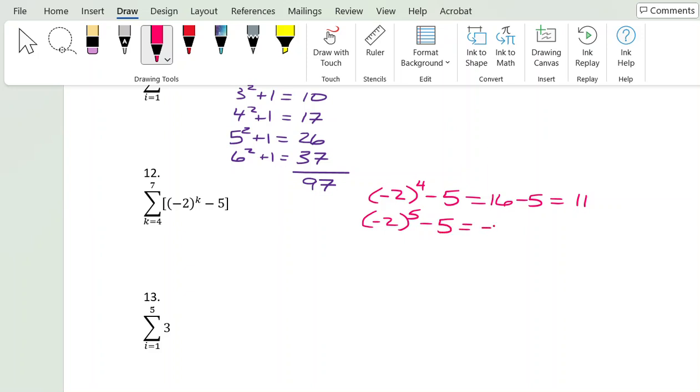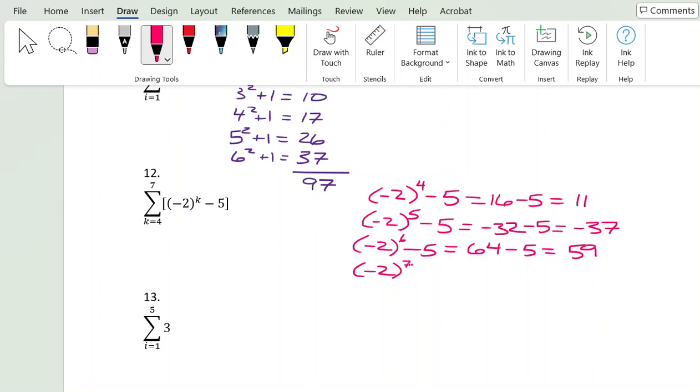So negative 2 to the 5th. Use a calculator if you need to for these. That's negative 32, and negative 32 minus 5 is negative 37. We have negative 2 to the 6th minus 5. So that's going to be positive 64 minus 5, which is 59. And then lastly, we're plugging in 7, negative 2 to the 7th minus 5 is going to be negative 128 minus 5, which is negative 133.